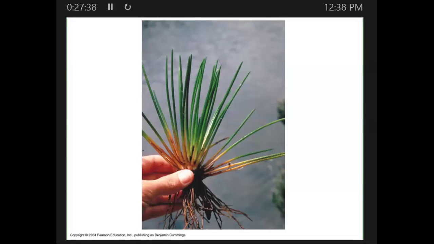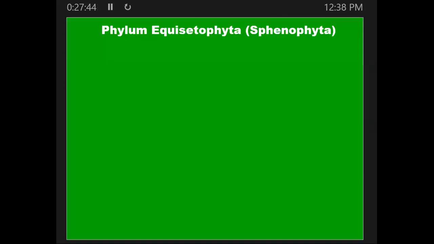Okay, so quillworts were the last group of that phylum, Lycophyta. Here's another one. Phylum Equisethophyta. It used to be called Sphenophyta. I certainly prefer Equisethophyta because if you remember what equa means, horses, and then the common name horsetail, that fits a lot better, I think. And so we're thinking about the horsetails, which are also called scouring rushes.